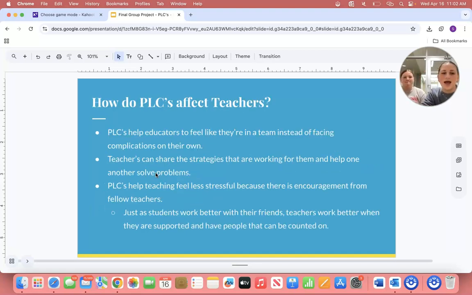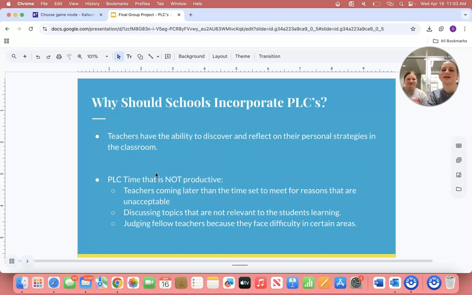Okay, and then how do PLCs affect teachers? PLCs help educators to feel like they're in a team instead of facing complications on their own. Teachers can share the strategies that work for them and help one another to solve problems. PLCs help teachers feel less stressed because there is encouragement from fellow teachers. Just as teachers work better with their friends, students work better with their friends. Teachers work better when they're supported and have people that they can count on.